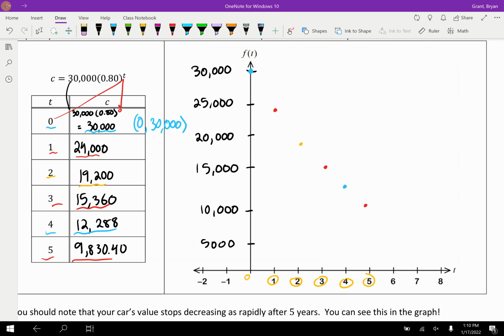Instead, we should notice as we go through and connect these that we're actually starting to see a bit of a curve. And the curve gets a lot sharper after those first 5 years. We start to do something like this. That's our exponential curve showing the prices of our car after each year.